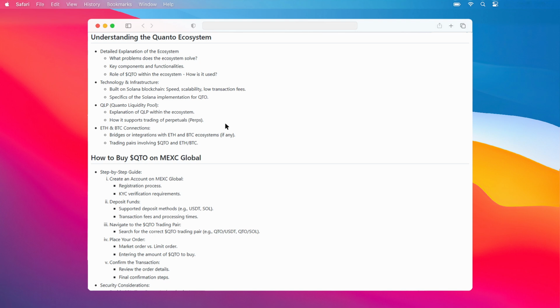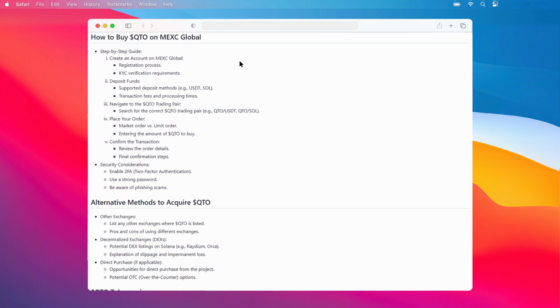Next, you'll navigate to the $QTO trading pair. You'll need to search for the correct pair. Examples include QTO/USDT or QTO/SOL. Once you've located the pair, it's time to place your order. You can choose between a market order, which executes immediately at the current price, or a limit order, where you set the price you're willing to pay. Be sure to enter the amount of $QTO you want to buy. Finally, carefully review all the order details before confirming the transaction and completing the purchase.